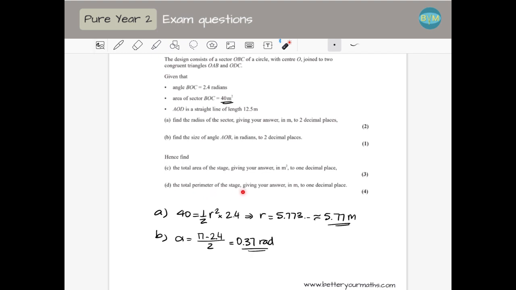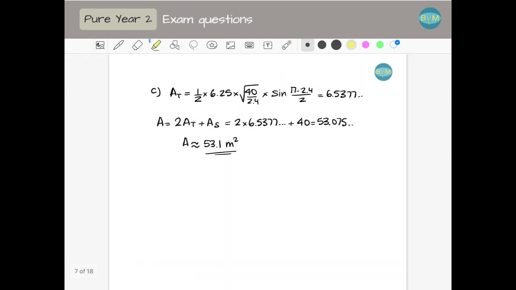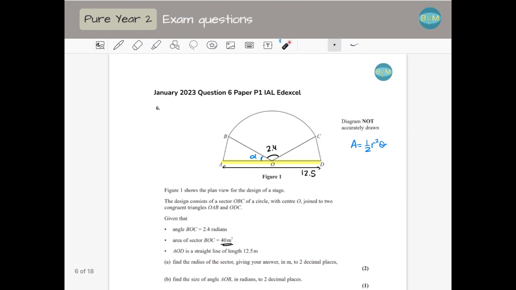The total perimeter of the stage, giving your answer in meters to 1 decimal place. So we are going to add all the sides. This length is going to be 12.5. So the total perimeter is 12.5, and then let's say we have 2 of these sides and we don't know them. We know this side and this angle, but not this one. So it's a normal triangle.